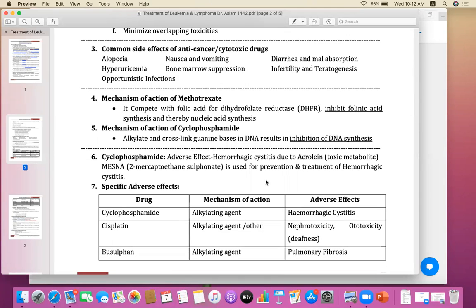Yesterday we discussed cyclophosphamide. Its adverse effect is hemorrhagic cystitis. And how do we prevent this adverse effect? We have to give mesna, mercaptoethane sulfonate. It is used for the prevention and treatment of hemorrhagic cystitis.